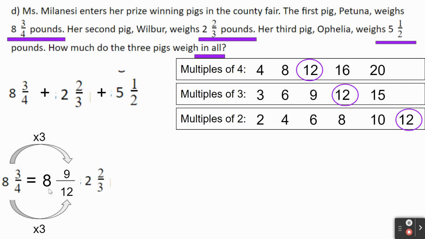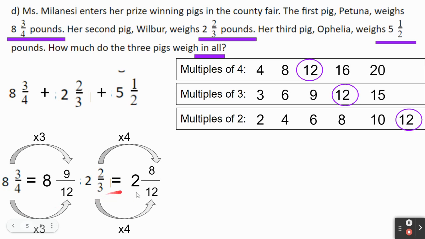We'll do the same for 2 2/3. We'll rewrite it where the denominator is 12. So let's ask ourselves, what do we multiply by 3 to get to 12? Well, 3 times 4 equals 12. So since we're multiplying by 4 on the bottom, we can multiply by 4 on the top. 2 times 4 is 8. And remember, that whole number in front is going to stay the same. So 2 2/3 is the same as 2 8/12.